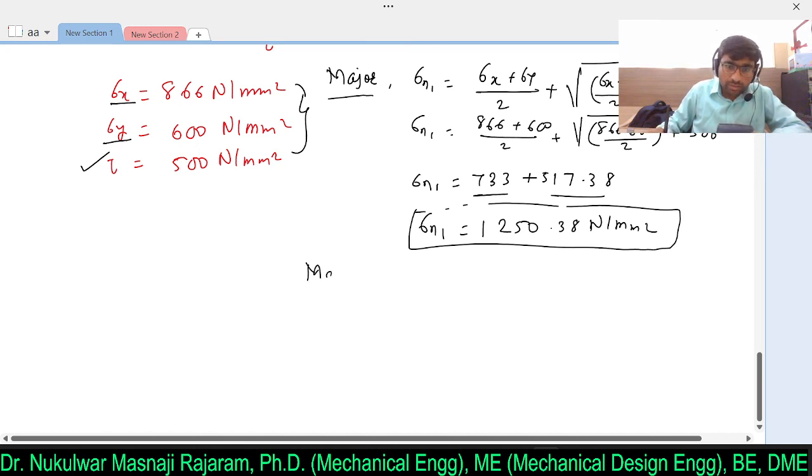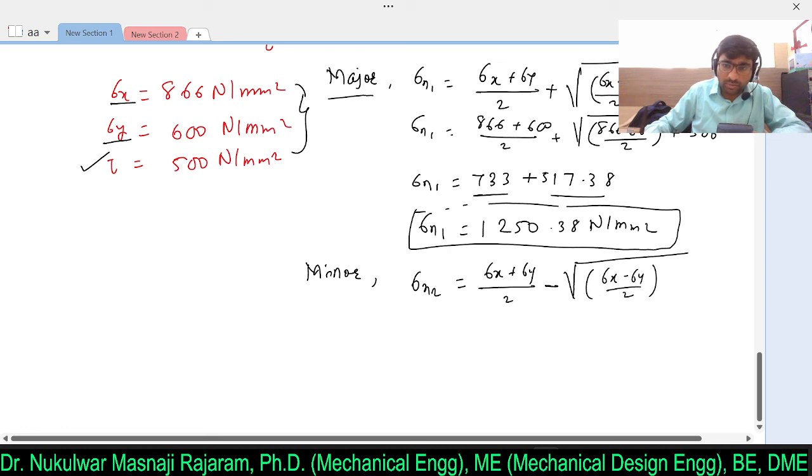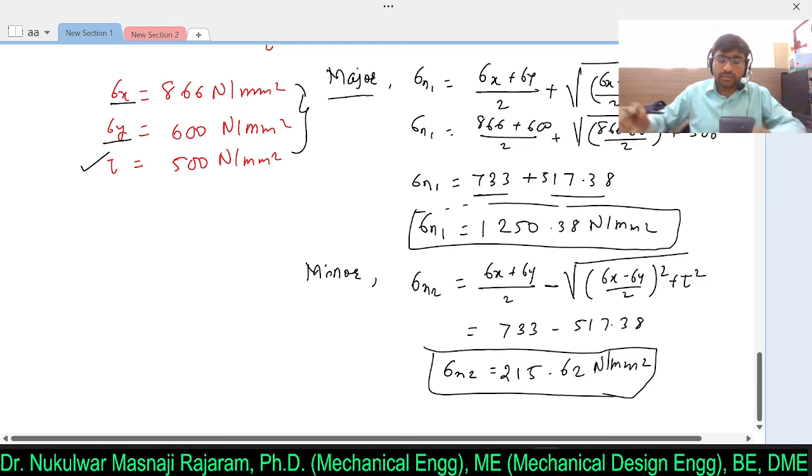Now here I will evaluate the minor principal stress, that is sigma n2. So that will be just a negative over here, and the entire formula will remain the same, that is sigma x minus sigma y divided by 2 whole square plus tau square. So if you take the negative, or the difference between these two values, then I will get sigma n2 or minor principal stress, that is 215.62 Newton per mm square. I hope you understand the concept of principal stress and its location.